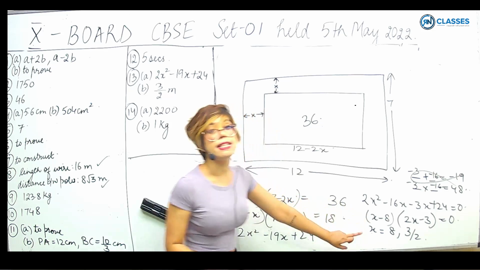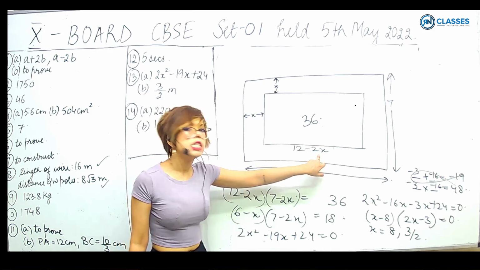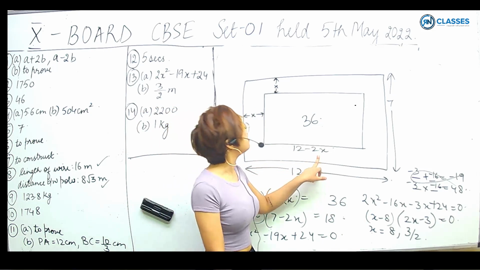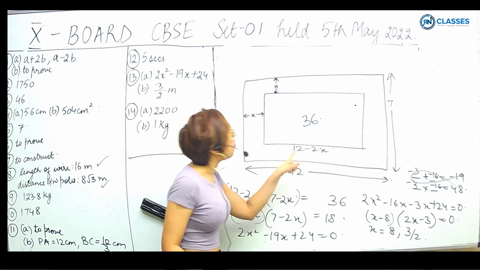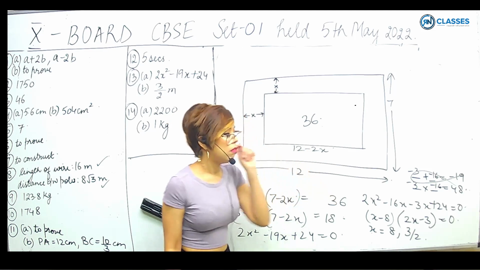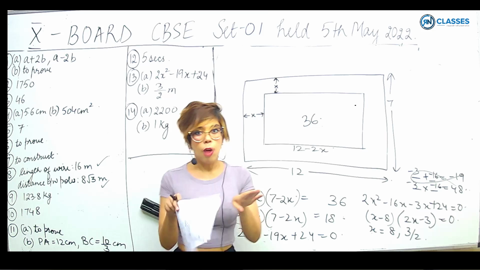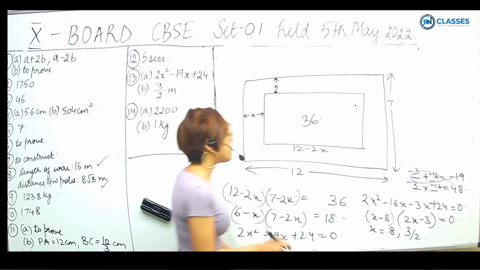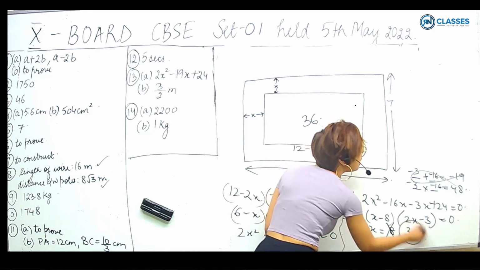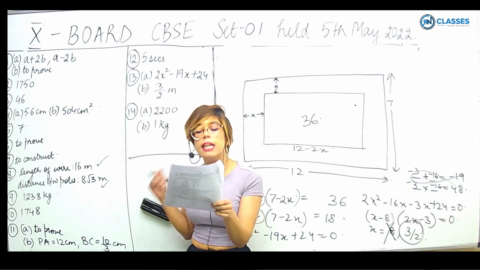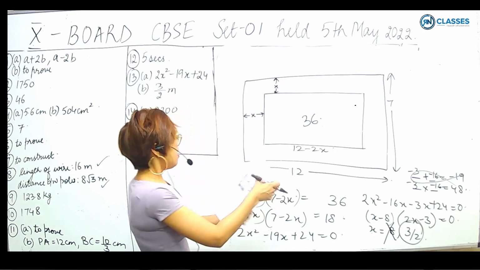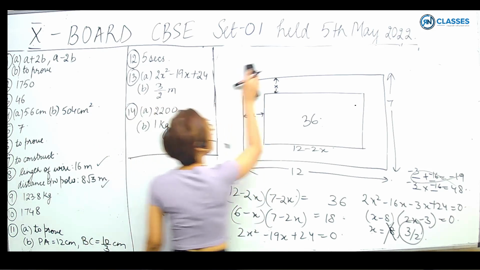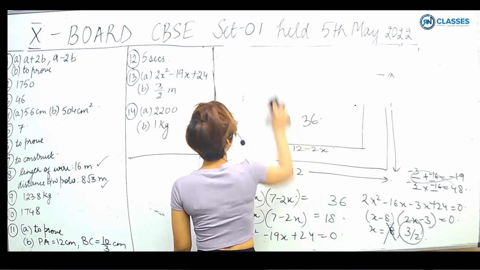So, width of the sidewalk is 8. If width of the sidewalk is 8, length of the pool, let me check, 12 minus 16. Negative. Obviously, length cannot be negative. That means width cannot be 8. It has to be 3 by 2 meter, which is the answer. Now, last case study question, question number 14.